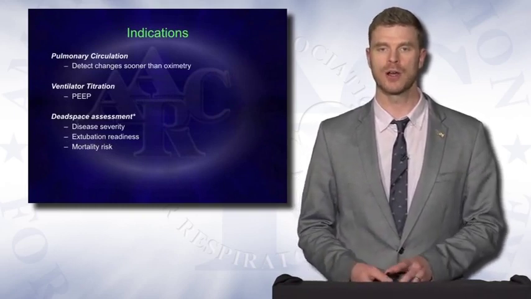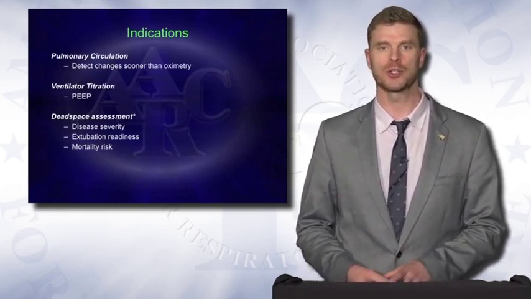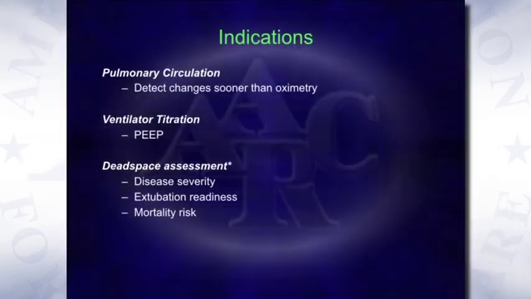Indications for VCO2 monitoring and/or volumetric capnography. Number one, it can be a surrogate for detecting changes in pulmonary circulation, and it can do this in some cases sooner than oximetry. It can also be used to titrate specific therapies or specific variables on your mechanical ventilator. One such example is PEEP. It can also be used to identify whether or not the patient has a positive or a negative response to an intervention at the bedside.